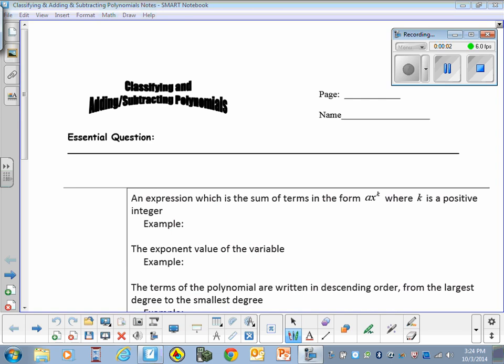The essential question today is twofold. How do I classify polynomials, and how do I add and subtract polynomials?